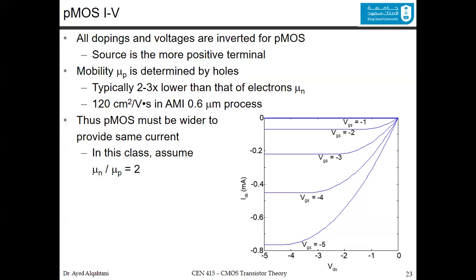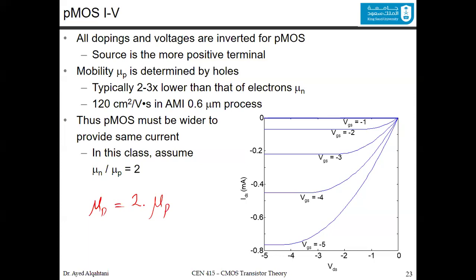Now for the PMOS, one thing that you need to remember is the relation between the mobility of the electron and the mobility of the hole. The mobility of the electrons, mu n, is equal to twice the mobility of the holes. The reason is that the electrons are the ones really moving, and the holes are the after effect of the movement of the electrons, and because of this they are slower than the electrons. And this is the relation between mu n and mu p.